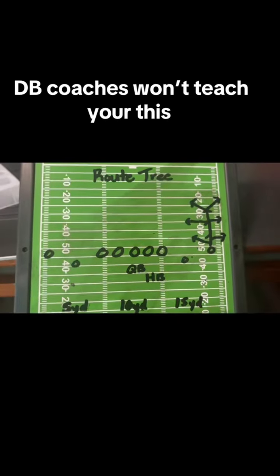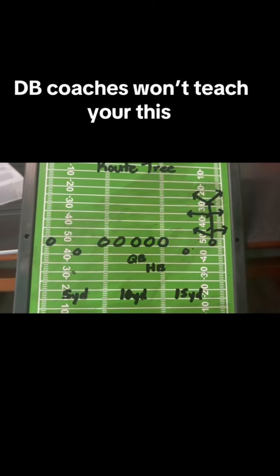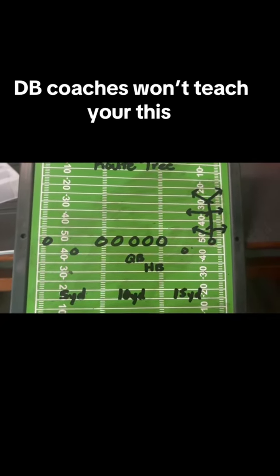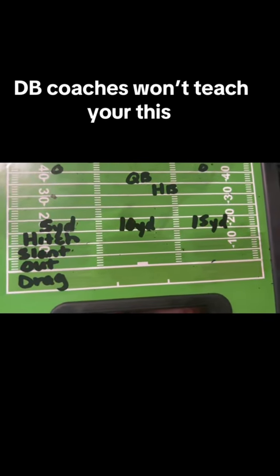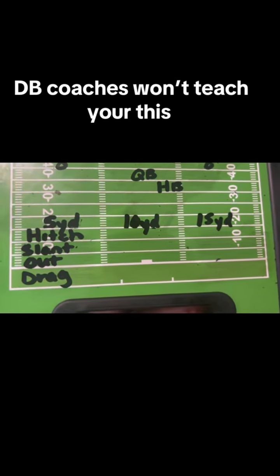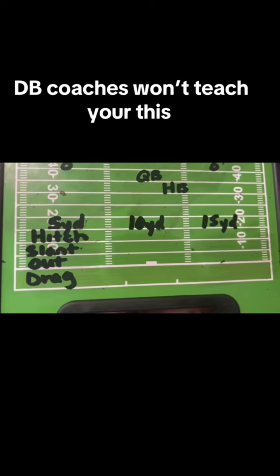Okay, so understanding the route tree is very important when playing DB. You can anticipate receivers' routes based on breaking points from like 5, 10, and 15 yards. At 5 yards, typically receivers do 3 sets of 5 yards. The releases might be like a split release, or a speed release, anything, right? Typically, you'll see hitch, slant, out, or drag.